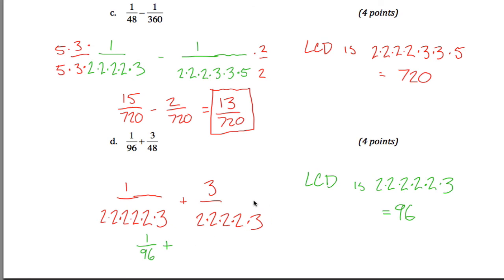But over here, I'll want to multiply the top by 2 and the bottom by 2 so that I have that least common denominator. That'll leave me with 6 over 96. Get 7 96ths as my final answer. All right, that is the end of this quiz.